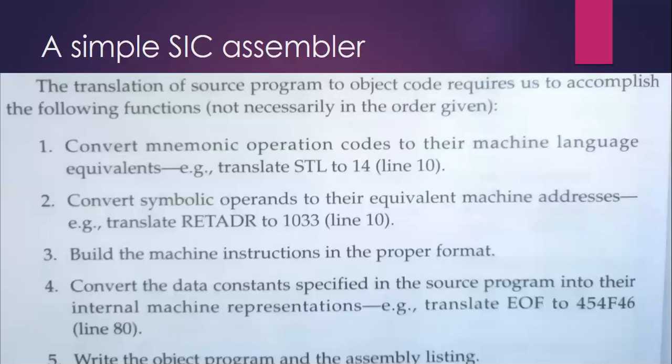For such constants, we have a particular hexadecimal value specified. One example is end of file, which is 454F46. Whenever your assembler finds this code, 454F46, it will be considered as the end of a particular file. Such constants in your program should be converted into their original representation. Then write the object program and the assembly listing. We'll see how we can write that. This is what a simple assembler performs.